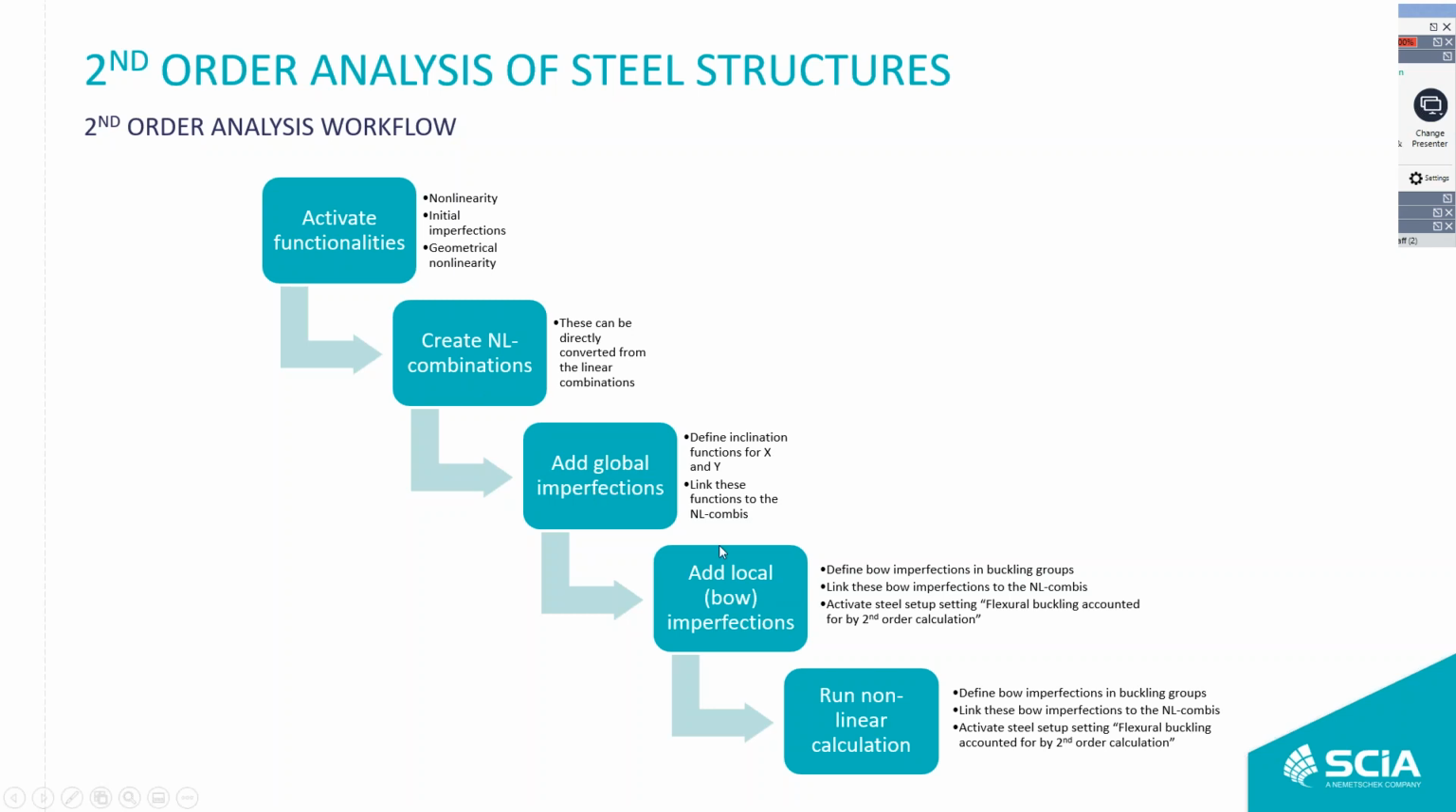Those are your global ones, and then you will need to add the local bow imperfections in the buckling settings. There we can say just use the bow imperfections for elastic, and that is enough to take those into account. Once the imperfections are added and the nonlinear combinations were created, we can run the nonlinear calculation, which is in fact second order analysis following path 2C.